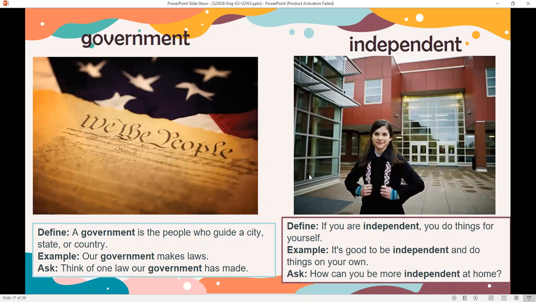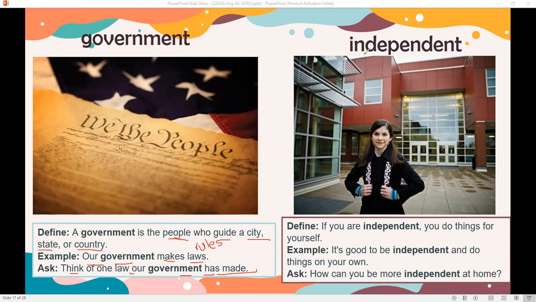Now I have the word government. A government is the people who guide a city or a state or country. So here in Lebanon we have a government, of course. These are the people who guide our country. For example, our government makes laws. Laws, these are rules. Think of one law our government has made. You can think of many laws that have been made during the corona epidemic.